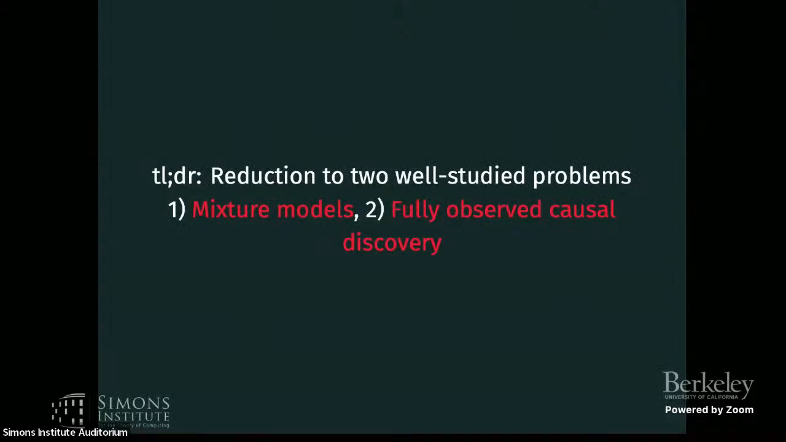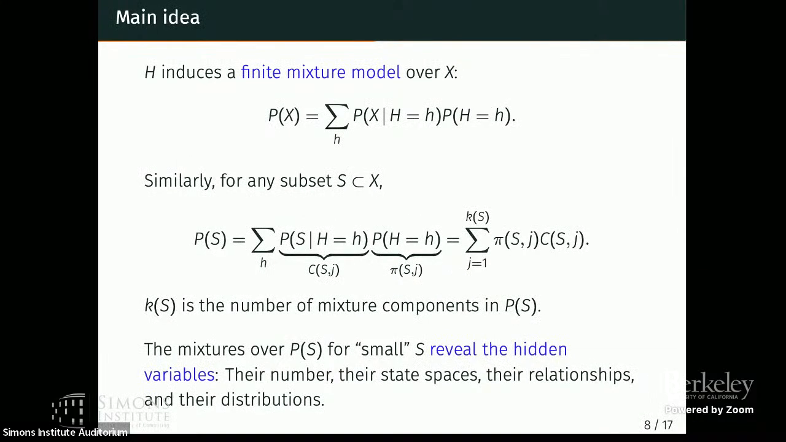So the basic idea behind the proof and the result that I'm going to show is that we can reduce this hard problem of learning a latent causal graph to two very well-studied problems. I don't claim that these are easy problems, but they are well-studied and we know a lot about them. So first is mixture models. And second is causal discovery. And I should emphasize here that I mean causal discovery without any latent variables. So fully observed causal discovery. If you know how to do these two things, then you can solve the problem that I've given here.